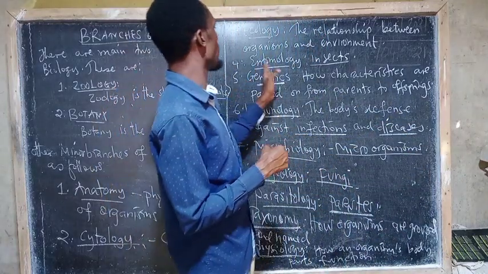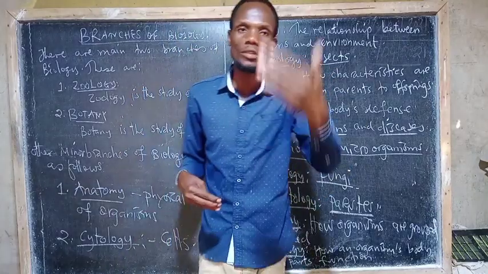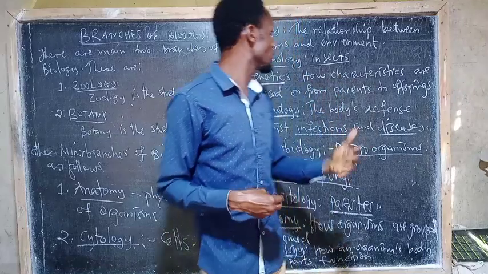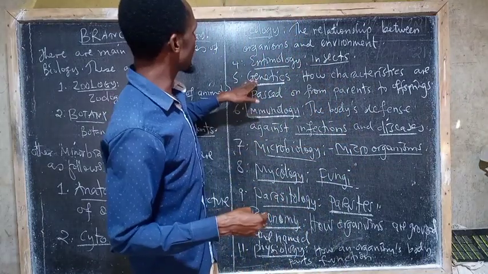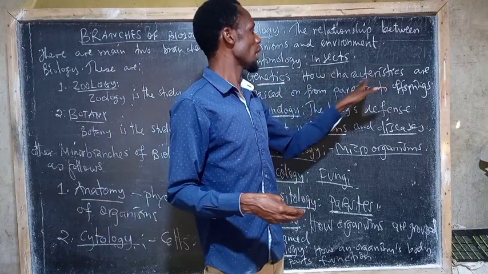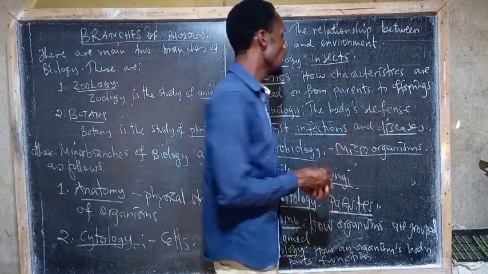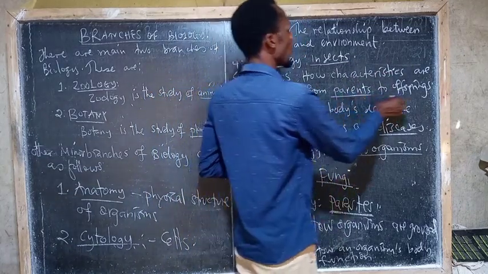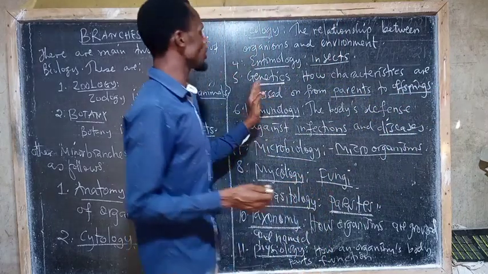But also we have entomology. This is the study of insects. If we are just trying to study insects, we are talking about entomology. But also we have genetics, where we discuss how characteristics are passed on from parents to offspring. That is called genetics.